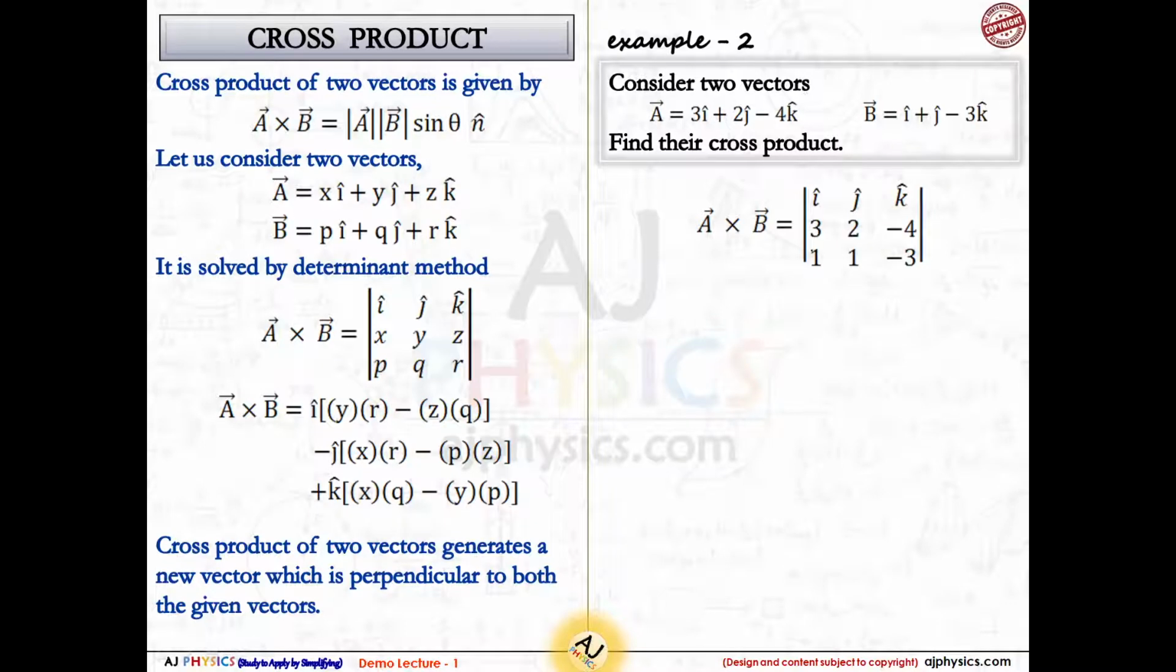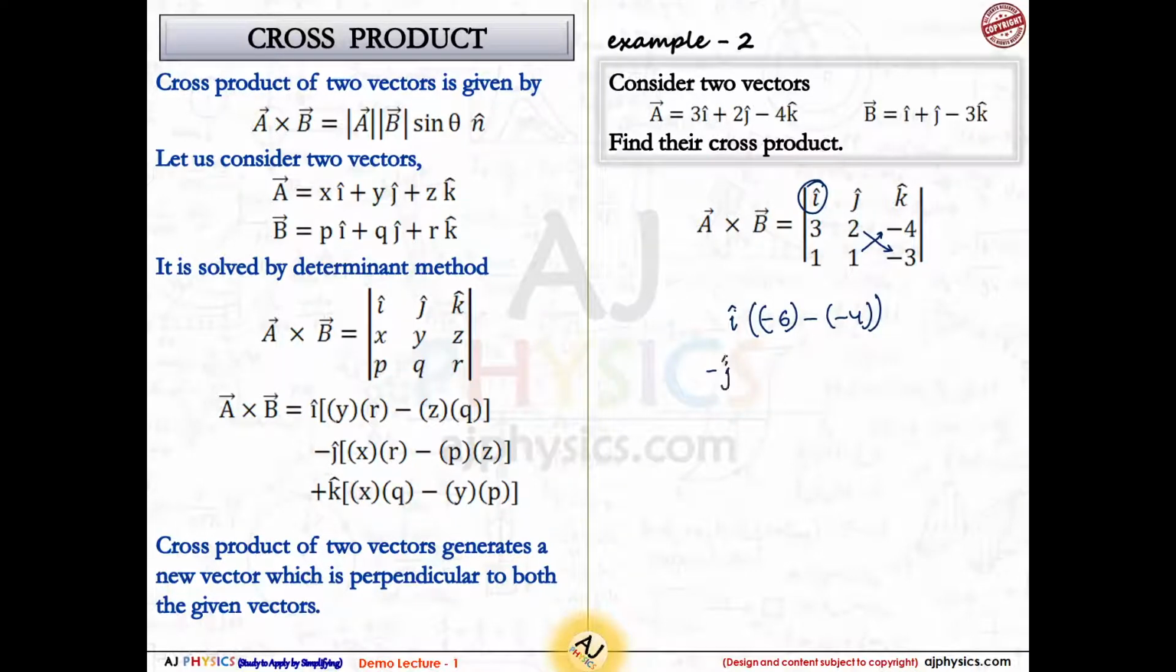Alright, now let's try to understand this. So we have a cross b. So this will be 3, 2 and minus 4, and 1, 1 and minus 3. So we have just framed these two vectors in the determinant, and let's solve this now. Now for this I cap, it will be 2 multiplied by minus 3, minus 1 multiplied by minus 4. So this will be I cap, minus 6 minus of minus 4.